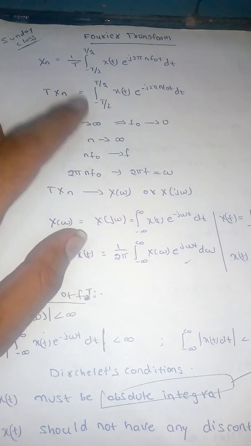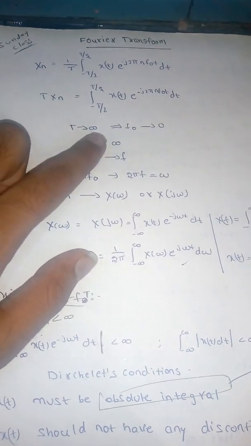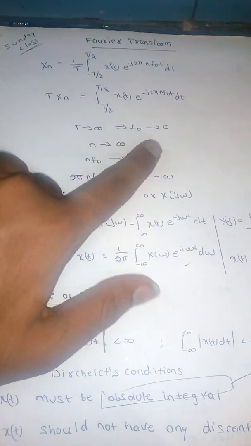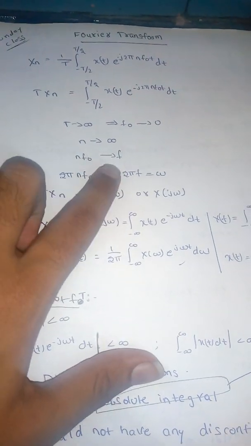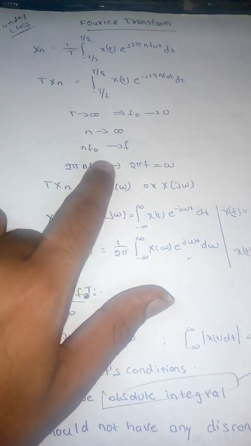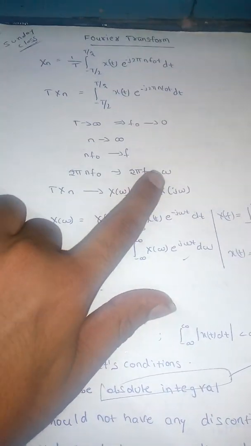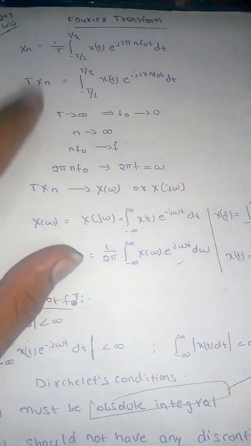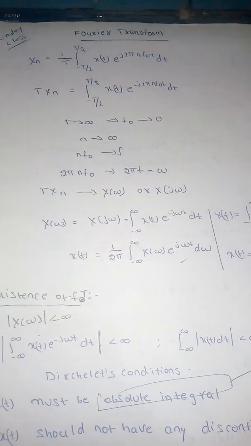to aperiodic signals. Aperiodic signals are periodic, but their period is infinity. So T is infinity, f naught equal to 1 by T is 0, and n takes many values. So as f naught goes to 0, n goes to infinity, then n f naught tends to some finite value f, that is 2 pi n f naught equal to 2 pi f equal to omega, that is n omega naught equal to omega in the Fourier transform.